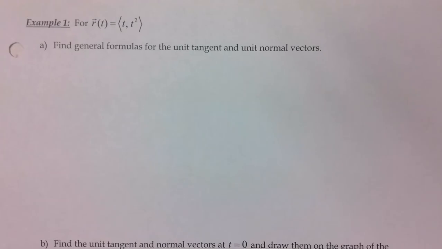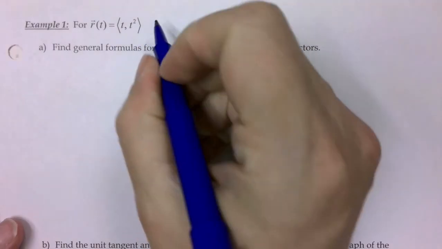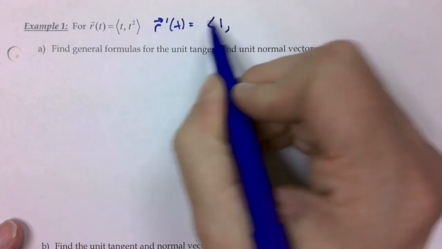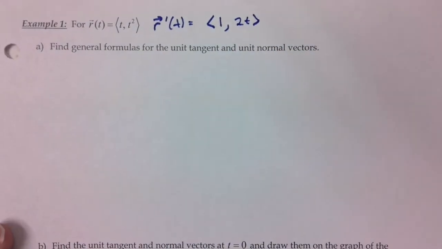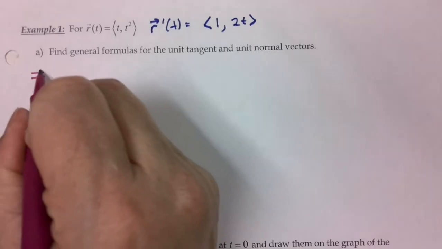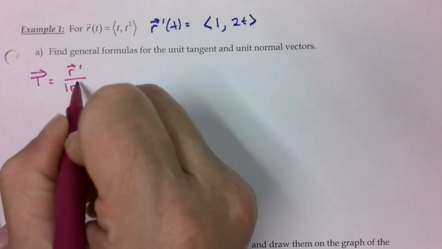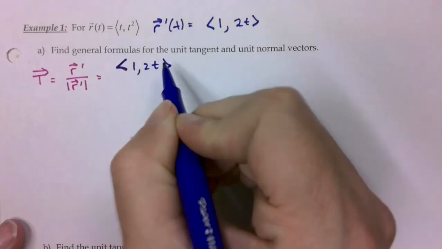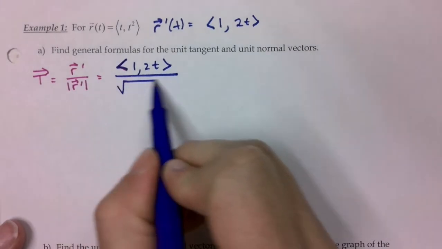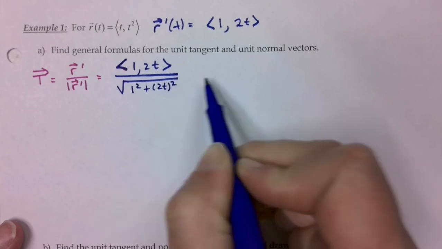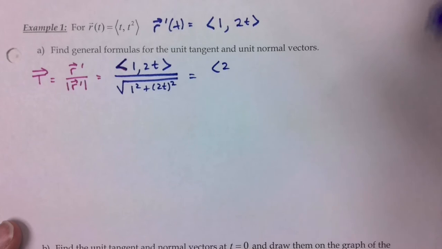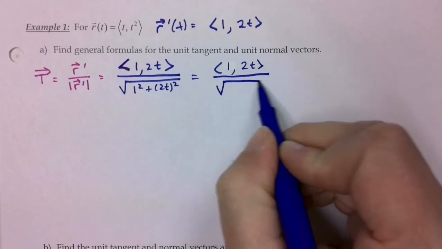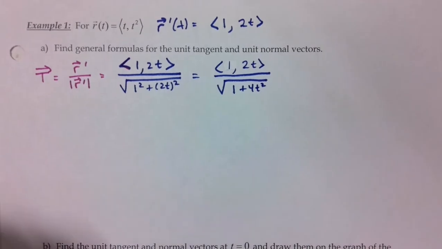Before I go any further, I noticed in those formulas that I'm going to need the derivative, r prime. So I'm just going to figure that out really quickly. r prime of t would be the derivative of r of t, which would be 1, 2t. That'll be helpful, because the tangent vector T is equal to r prime divided by the magnitude of r prime. So that would be 1, 2t divided by the magnitude of that, the square root of 1 squared plus 2t squared, which gives 1, 2t divided by the square root of 1 plus 4t squared. That is the unit tangent vector right there.